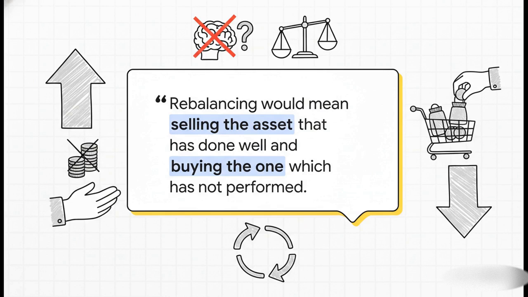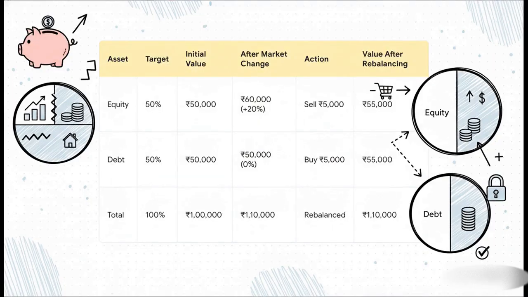It feels totally counterintuitive, right? Our gut tells us to let our winners run and maybe sell our losers. But rebalancing forces you in a very systematic way to do the exact opposite. It automatically makes you sell high and buy low without any emotion or guesswork involved. Let's just run through a quick example with numbers to make this totally clear.